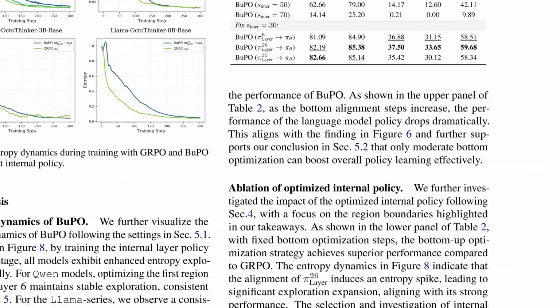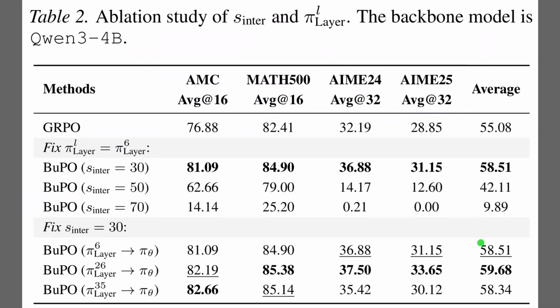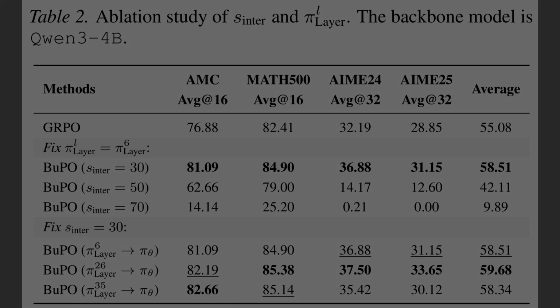Table 2 shows that bottom-up policy optimization works best when the bottom stage is moderate and when the right internal layer is targeted. The table summarizes ablations, meaning controlled variations of one choice at a time, so the impact is easy to isolate. In the upper block, increasing S-inter, the number of bottom alignment steps, eventually wrecks the scores. In the lower block, fixing S-inter and switching the optimized layer shows that layer choice can further lift the average.